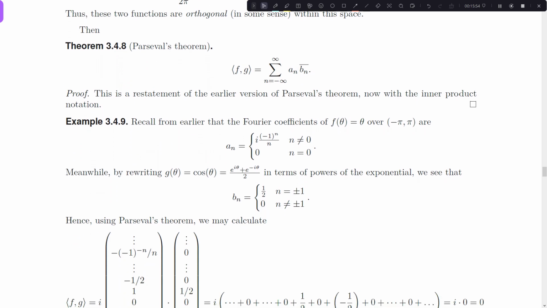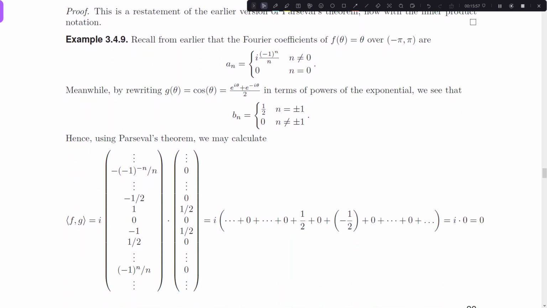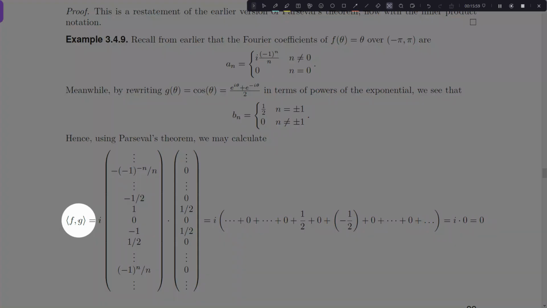If I then compute my inner product in the version of thinking about f and g as infinitely long vectors, and I compute a dot product of these infinitely long vectors, all I'm doing is looking left to right, multiplying those two entries against one another and adding them all together. Well, everything's going to be 0 because of this right-hand side vector.